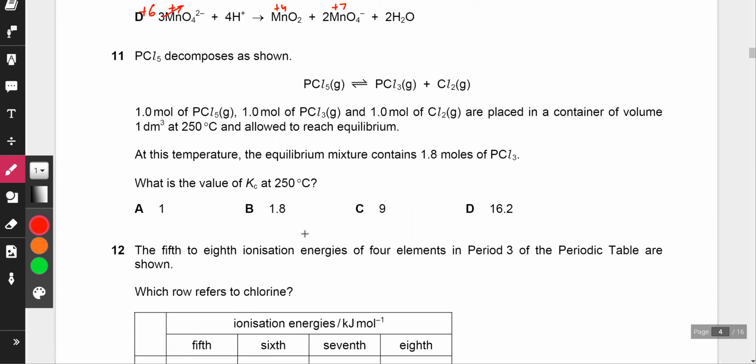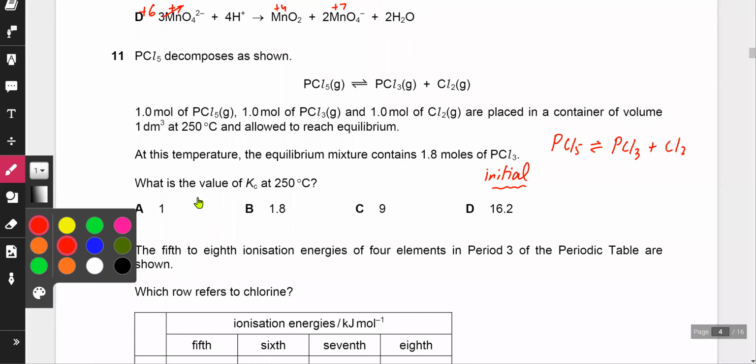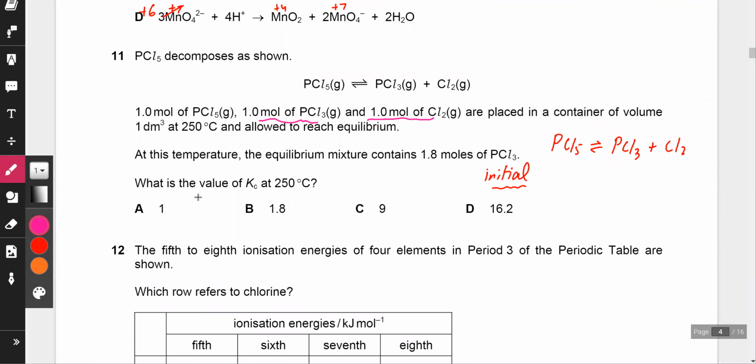The next question is about the equilibrium constant. They're saying that PCl5 decomposes and there's this reaction happening, and you have to find the value of Kc. For this, you usually make a table: PCl5 in equilibrium with PCl3 and Cl2. All of them are 1 mole each. The first thing is you write the initial moles, the initial quantity that is added into the system: 1 mole of PCl3, 1 mole of Cl2, and 1 mole.